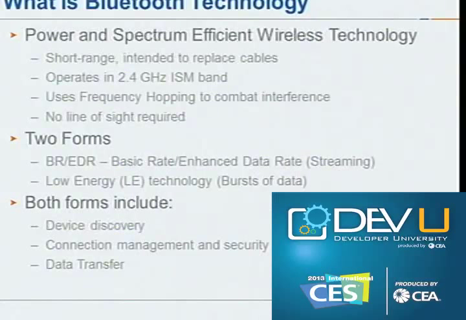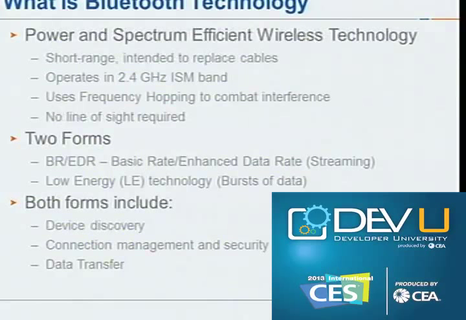So just a quick level set on Bluetooth technology. Bluetooth technology is a very power and spectrum efficient wireless technology. We operate in the 2.4 gigahertz band, but at the same time, it's a very robust technology using frequency hopping in order to combat any type of interference that happens within that spectrum. It was generally developed for short range to replace cables. It does come in two forms.